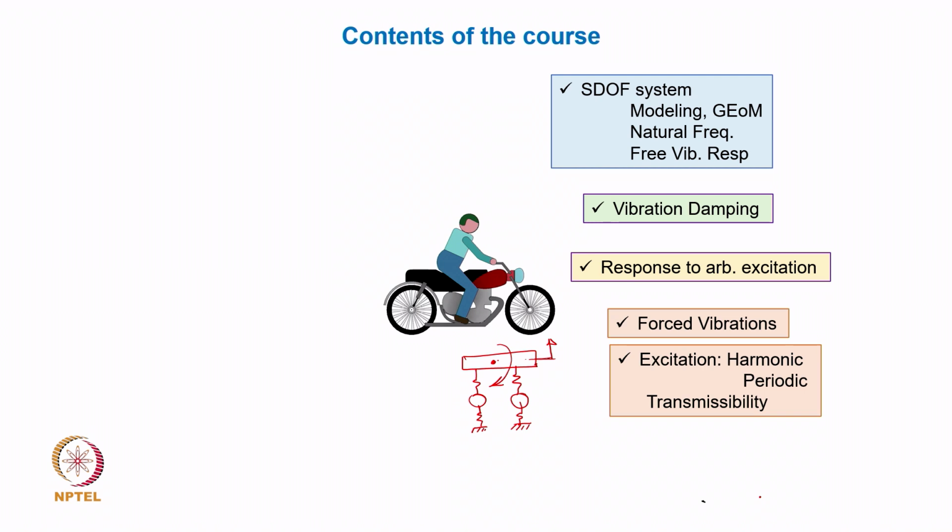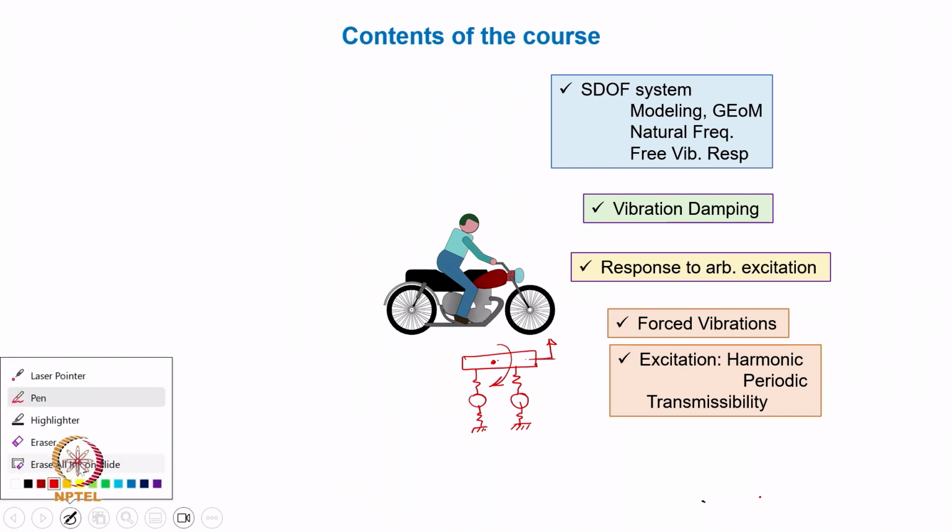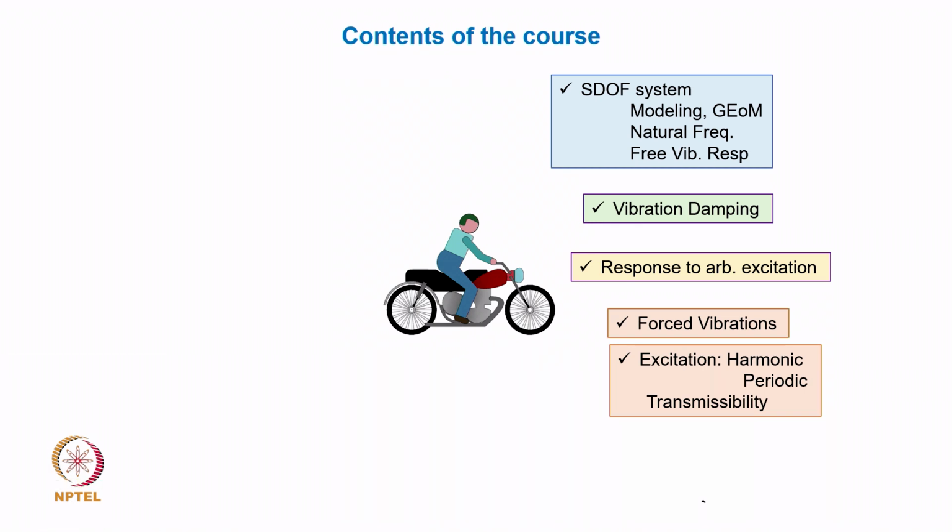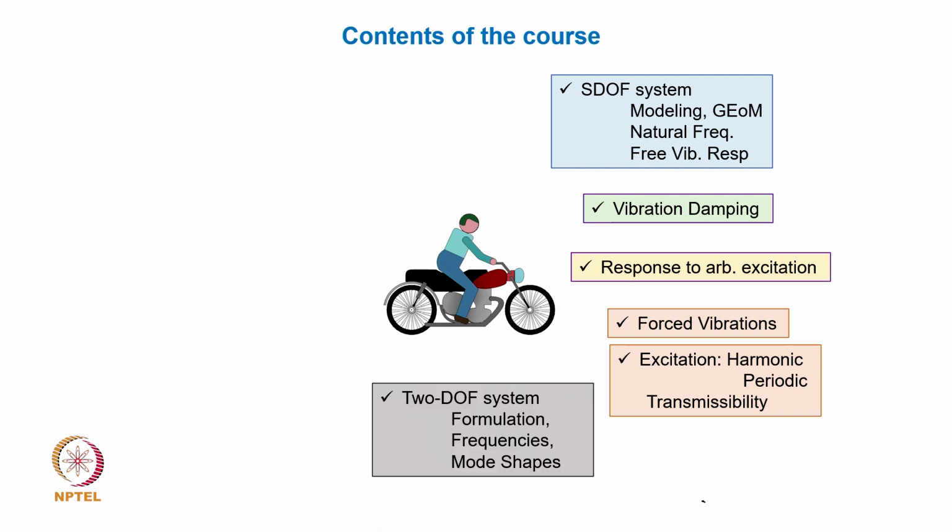So, all of that would throw up some interesting response features, and that is the reason why, having discussed single degree of freedom to all its finer details, let's look at how things change and what new things appear in the analysis and modeling when we consider more than one degree of freedom.